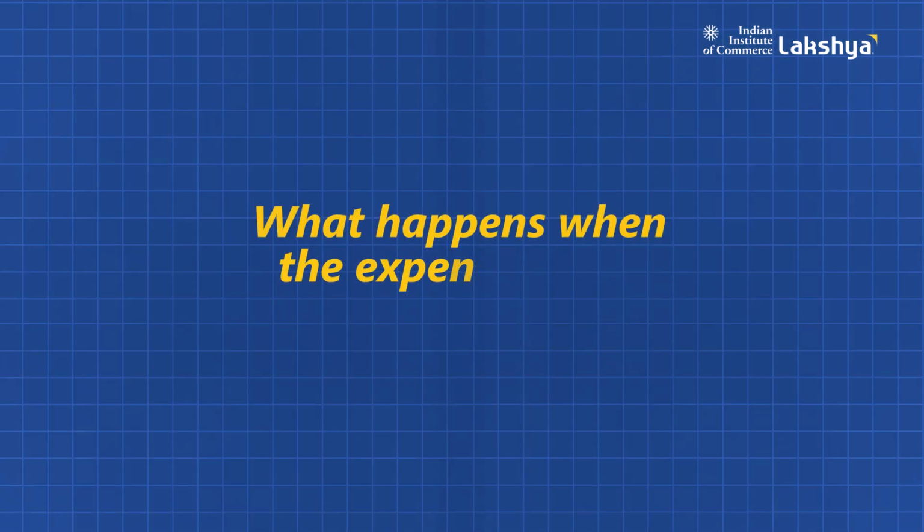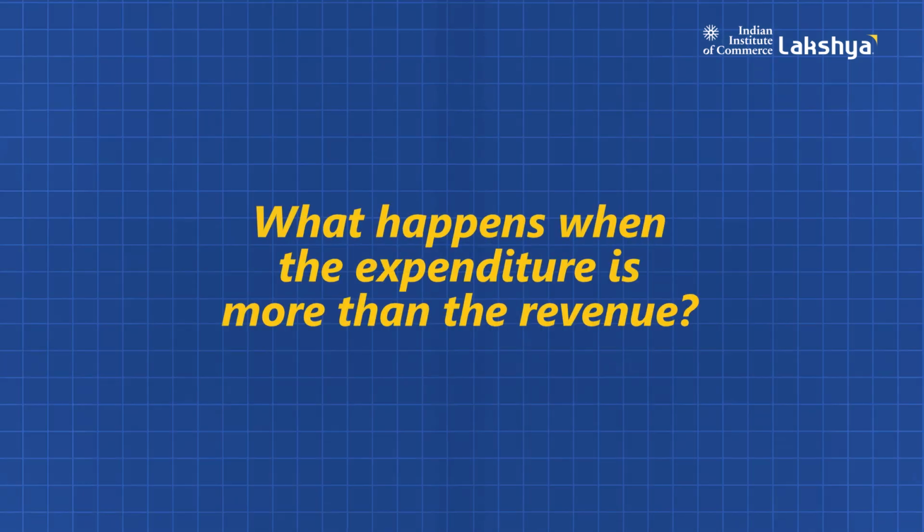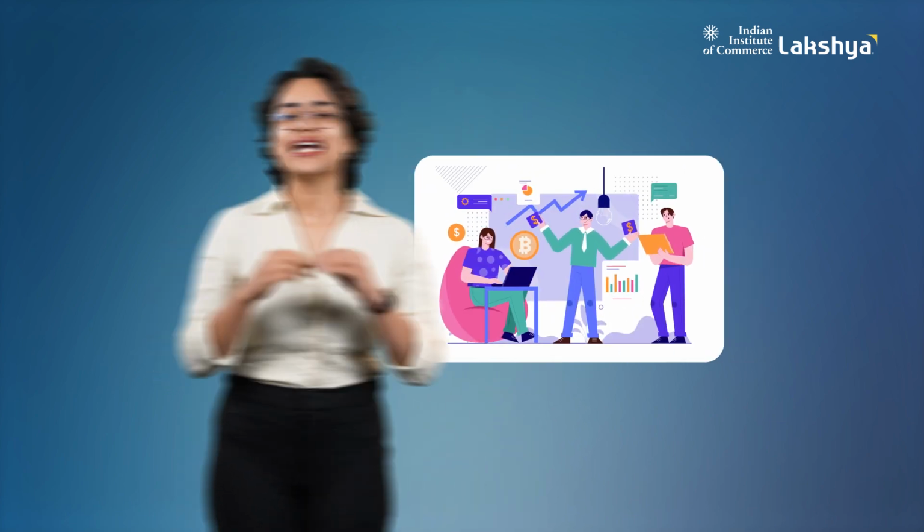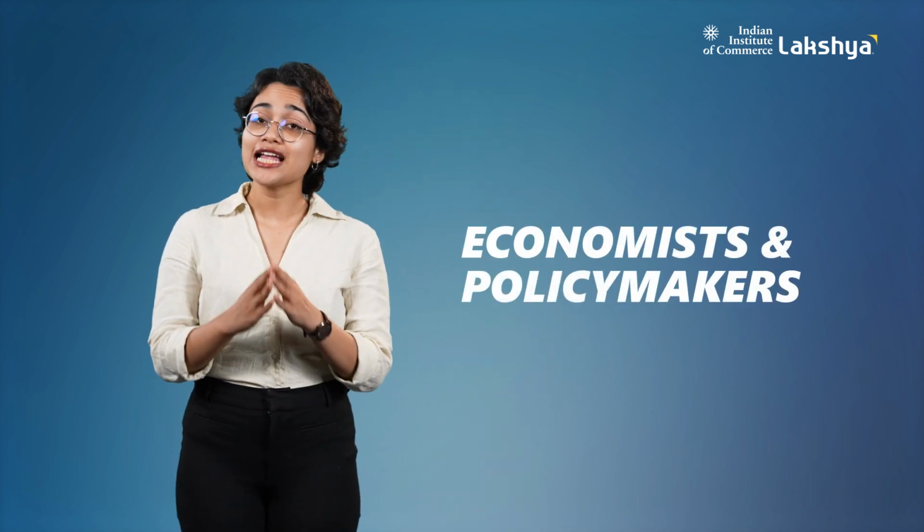Now, what happens when the expenditure is more than the revenue? This gap is called the fiscal deficit. The government must bridge this deficit, and they usually do so through borrowing or other financial strategies. This deficit is a key metric watched by economists and policymakers to measure how sustainable the government's spending is.